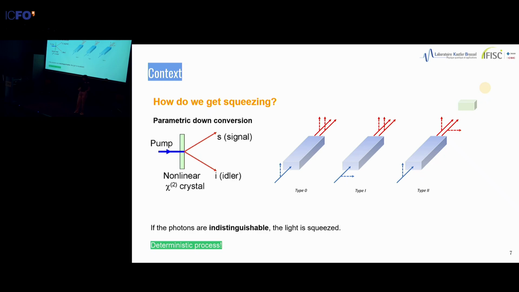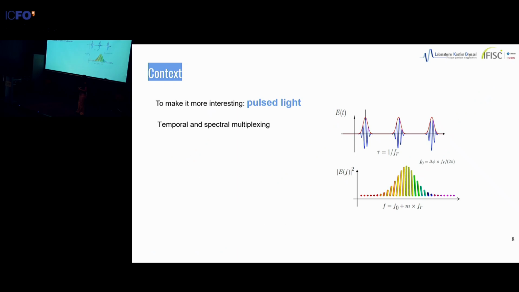And this is a deterministic process, meaning that when you have your waveguide, you align it, you send a pump light, you have your squeezed light at the output. To make it a bit more interesting, we're going to use pulsed light, meaning that we can do temporal and spectral multiplexing, because since we use very short pulses, we have a very big spectrum. And not only can we work on the frequency bands, but we can even work on another basis, like the Hermite-Gauss basis. Why am I talking about specifically this basis?